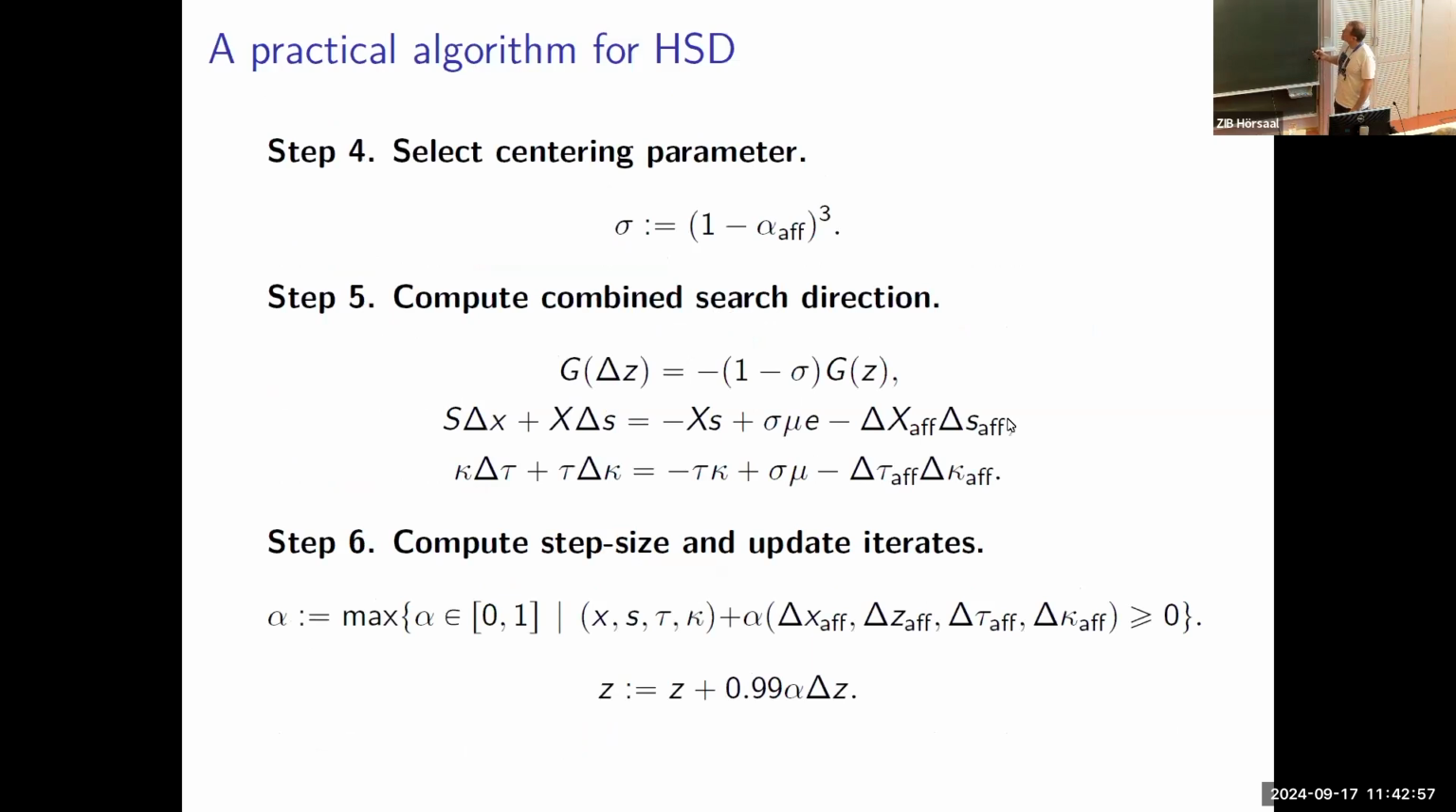We compute a centering parameter. So this looks different from before, but it's the same expression as before. It's just simply the ratio of reduction in complementarity, which simplifies when the primal and dual step sizes are the same. So this expression is the same as before if we also add the tau and kappa contribution. Anyway, we define our adaptive centering parameter, and then we solve this system, everything as before. And then we take a step towards the boundary and scale down.